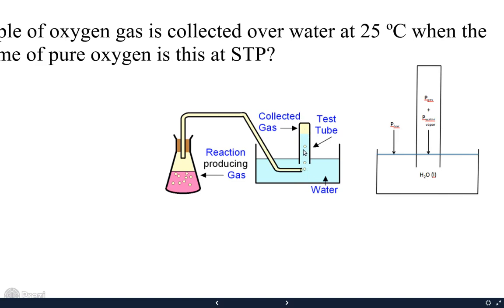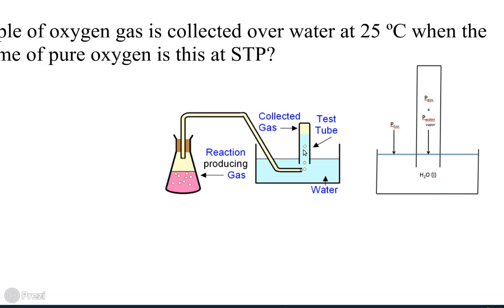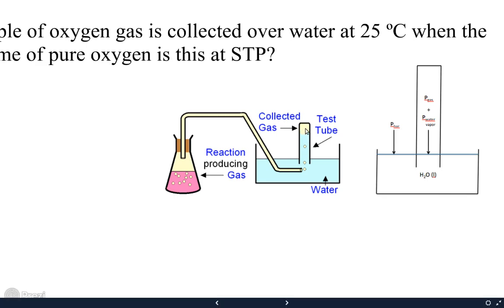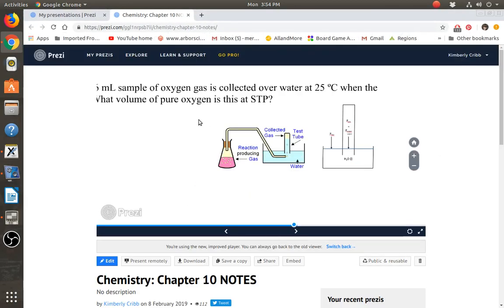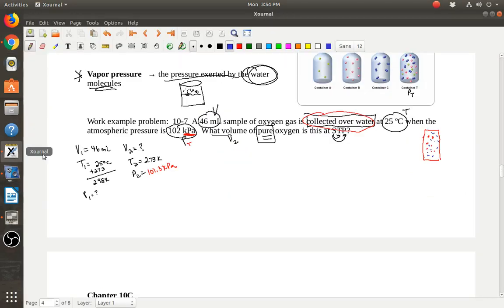It could be called either collecting over water or water displacement, or you could even say wet gas. All those things are important to remember. If it has water in it somehow, you're going to need to subtract out the water. Listen to my words again. Collected over water, by water displacement, or a wet gas. So up here, we don't just have this yellow gas. We also have water vapor from here, since it's being bubbled through the water. So to find out the pressure of just the pure gas, I've got to subtract out that water vapor.